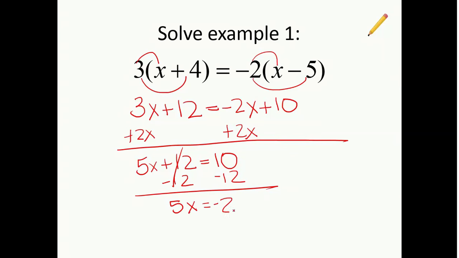5x equals negative 2. And then to get x alone, we've got to divide by 5. And we'll get x equals negative 2/5, which is my final answer. We're going to leave it in fraction form just because it's fractions.